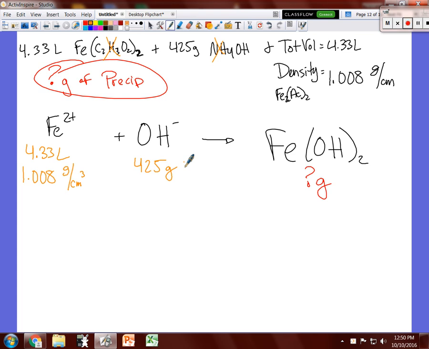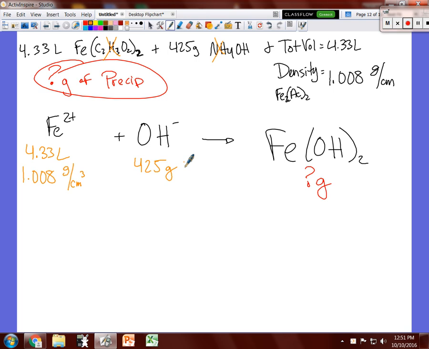Bottom line, let's start with the minimum expectation here. The whole part where it says the total volume is 4.33, ignore that. Just completely ignore that. The issue is, what are we trying to find? What is the question? The mass of the precipitate, right? The grams of the iron 2 hydroxide. Well, here's the problem. Which one of the two reactants do I take to get over there? I got to find the limiting reactant.